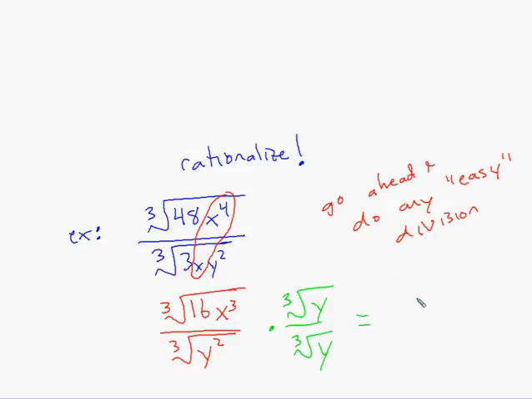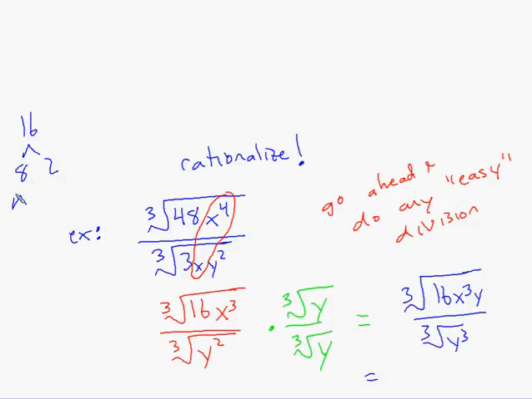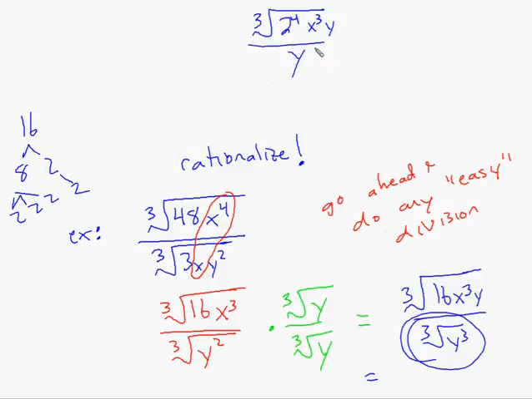Alright, so I'm going to multiply this top, and I get cube root of 16x cubed y. And then at the bottom, I have the cube root of y cubed. So what do I get in the end? Well, I'm going to take that 16 and prime factorize it, and I get 2 to the 4th. So I'm going to have to move all this up here. I apologize for the disorderliness. So I get 2 to the 4th, x cubed y. And the cube root of y cubed is just y. So what I wanted to happen, happened.